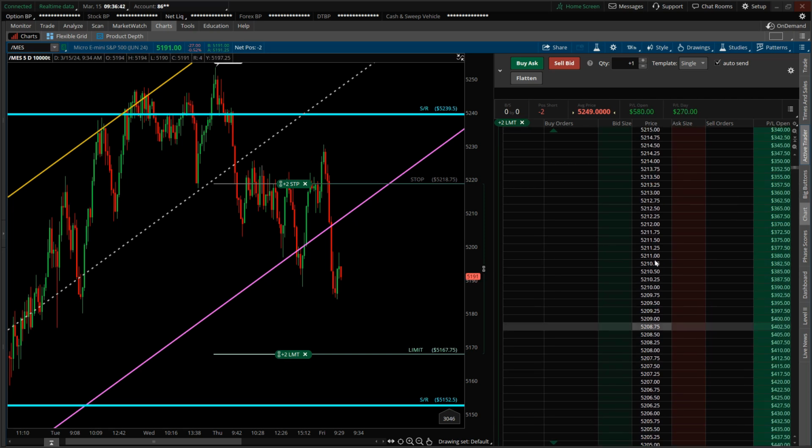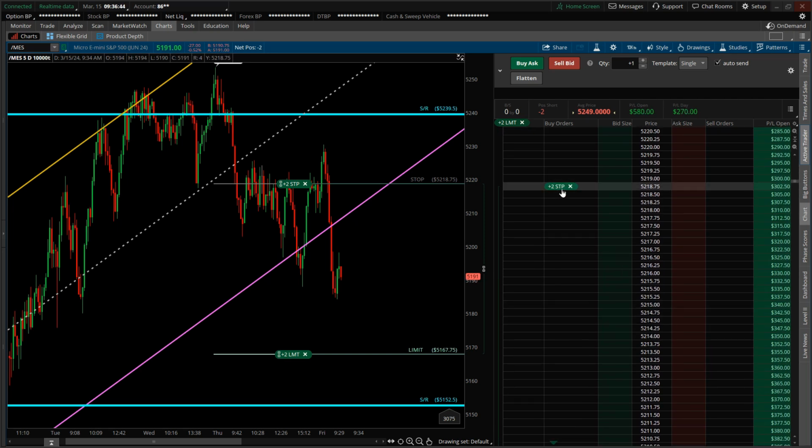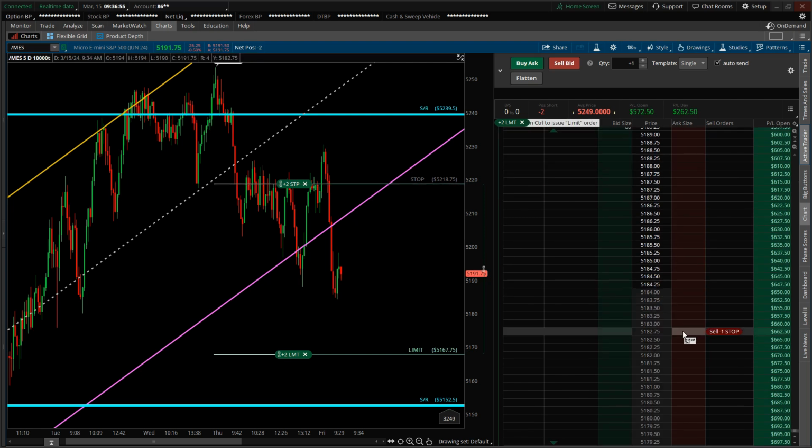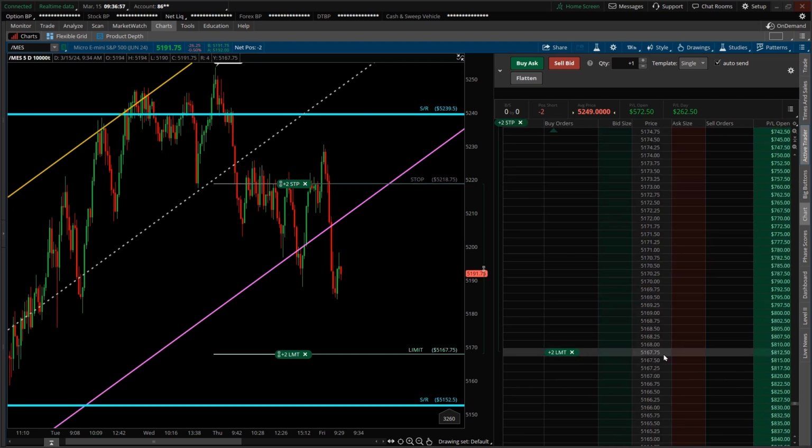So if I scroll up, my stop order is sitting right here at 52.18 3/4, which is equal to a little over $300. So that's the stop order there. And again, my take profit on the other side here, the limit order is sitting at 51.67 3/4, which equates to $812 potential take profit.